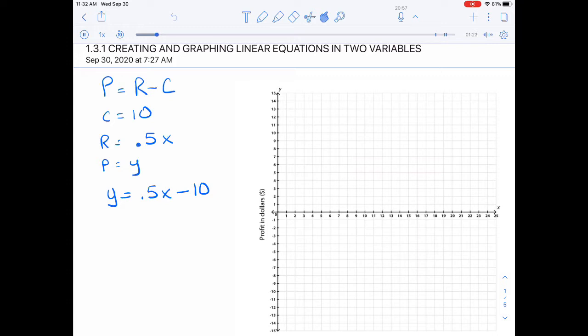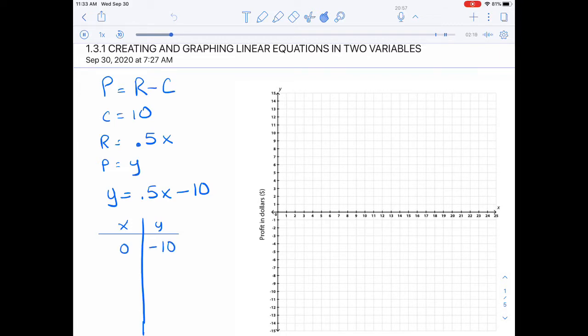Let's create a table of values. X will never be negative in this case because we never have a negative number of pencils. However, our y can be negative because if we don't sell any pencils, the store owner will be out $10. He'll have a negative $10.